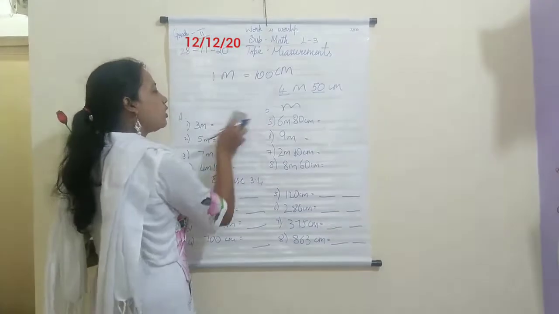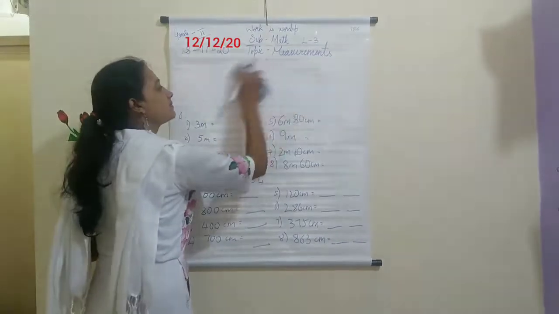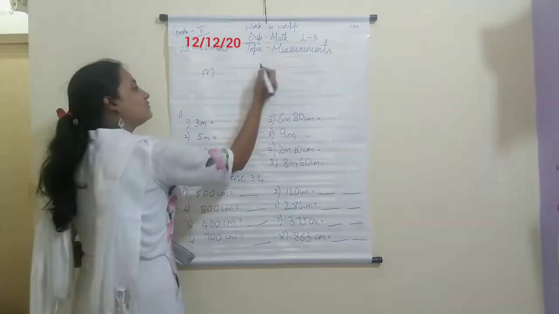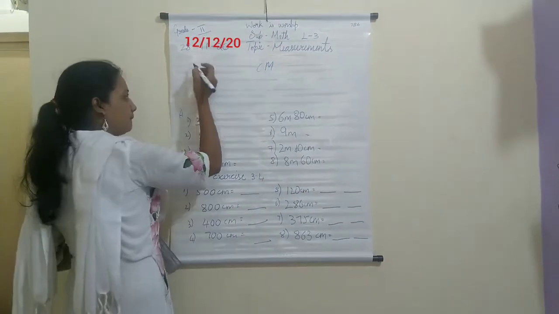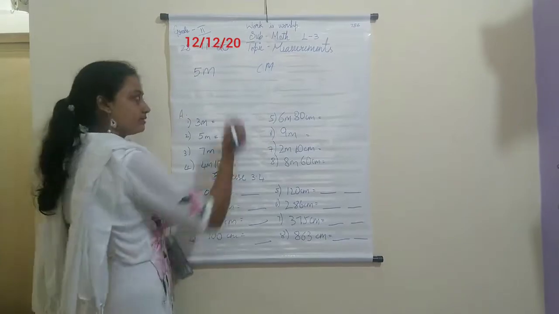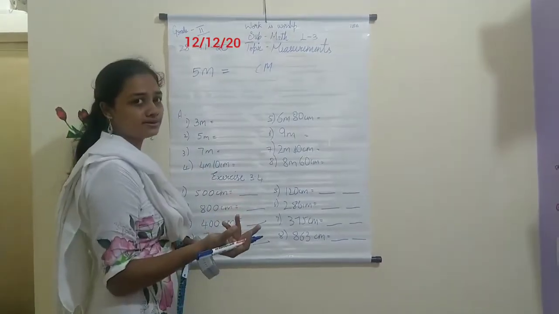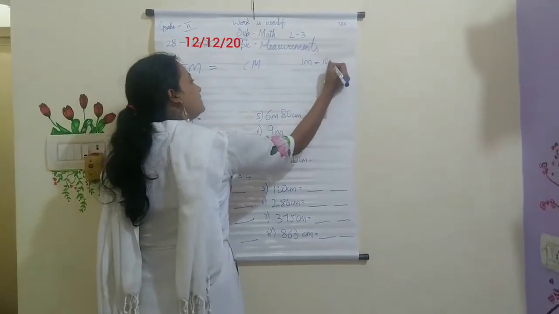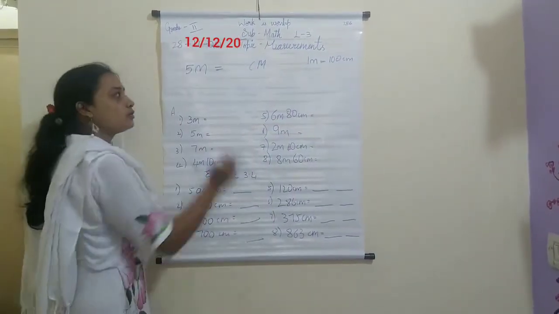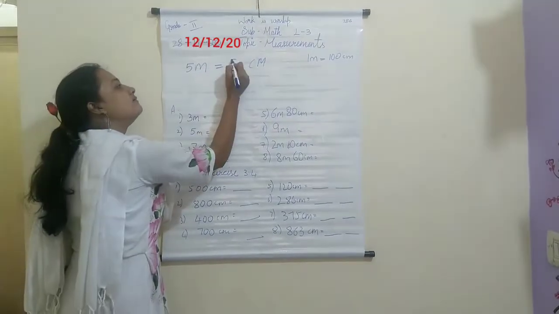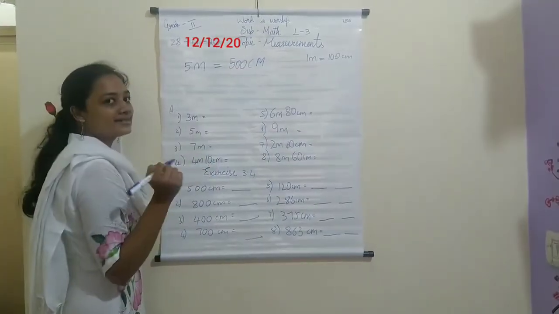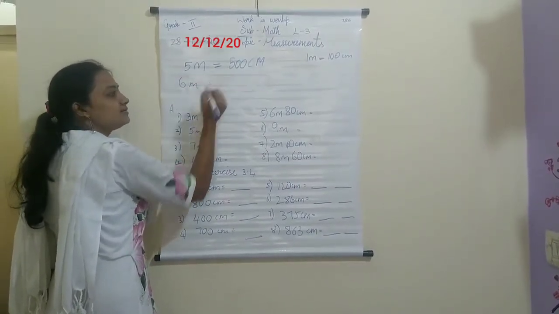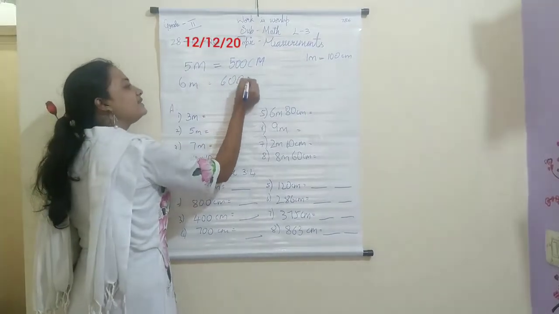Now I am going to teach you the opposite. I am going to have meters and we have to write it in centimeters. Example, I have 5 meters. That means how many centimeters? You all know 1 meter is 100 centimeters. So 5 meters will be 500 centimeters. 6 meters, 600 centimeters.